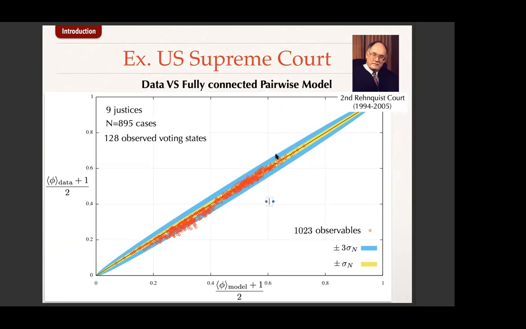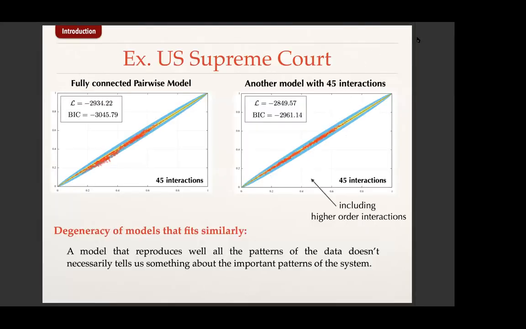However, this model has 45 interactions. And I could play around and find another model with 45 interactions. So you see, it's actually a bit different. It's not the same model. The dots are not placed in the same way. And this model also has 45 interactions, but they include higher order interactions. I selected some other interactions, and these also perform pretty well.